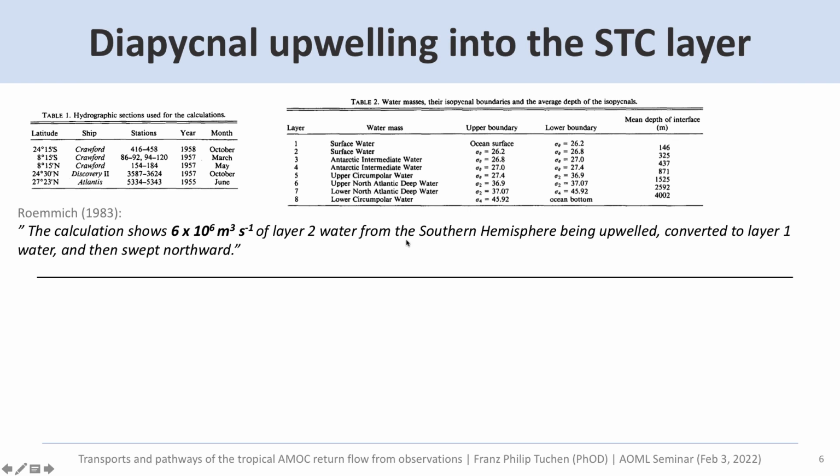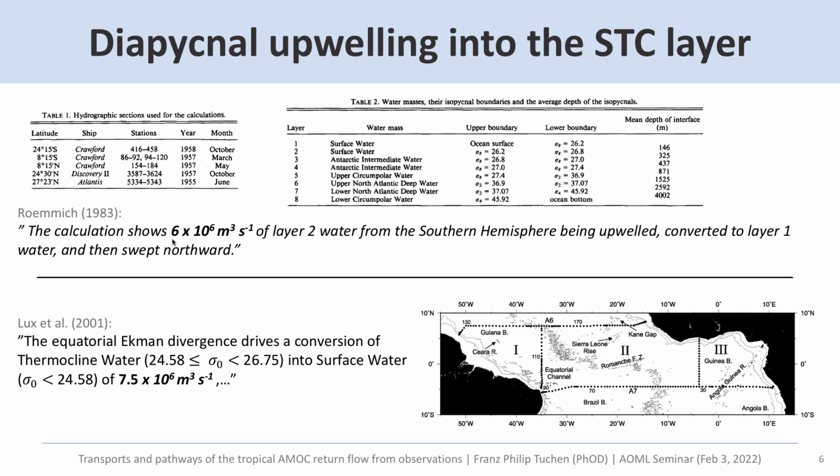what we defined before as the lower boundary of the thermocline layer. So 6 Sverdrups are going across this boundary, this upwelled, and then converted to layer 1 water. So they called it surface water, and then swept northward. So many studies afterwards relied on this, or they always included this part of the upwelling in their STC estimates. And then there's another one by Lux et al.